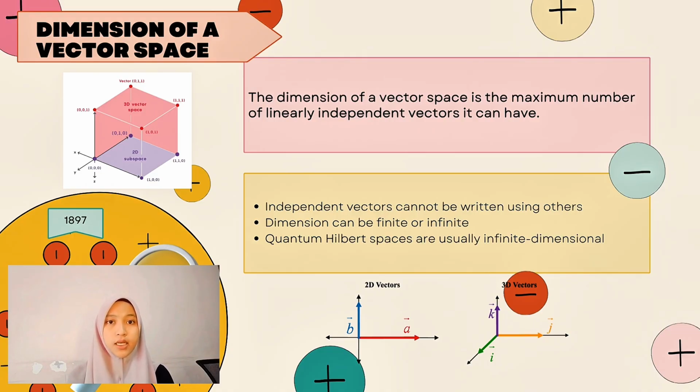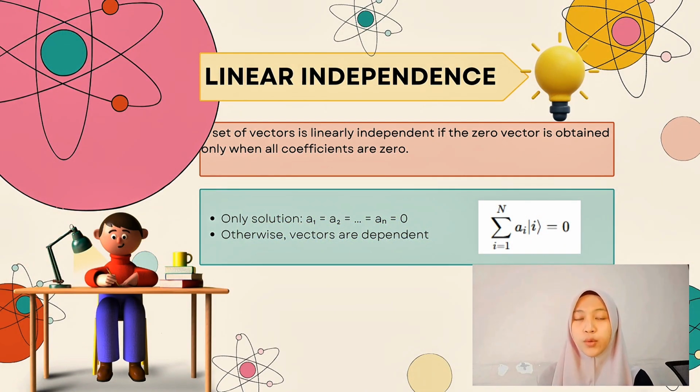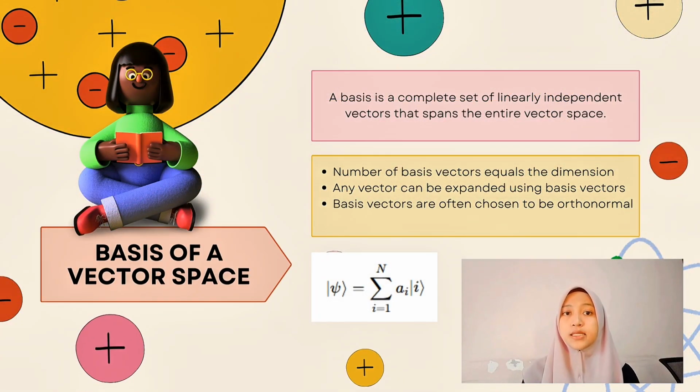In quantum mechanics, Hilbert spaces are usually infinite dimensional. The sum from i equals 1 to n of a_i times ket i equals 0. This equation defines linear independence. If this equation is satisfied only when all coefficients are 0, then the vectors are linearly independent. So next, basis of a vector space.